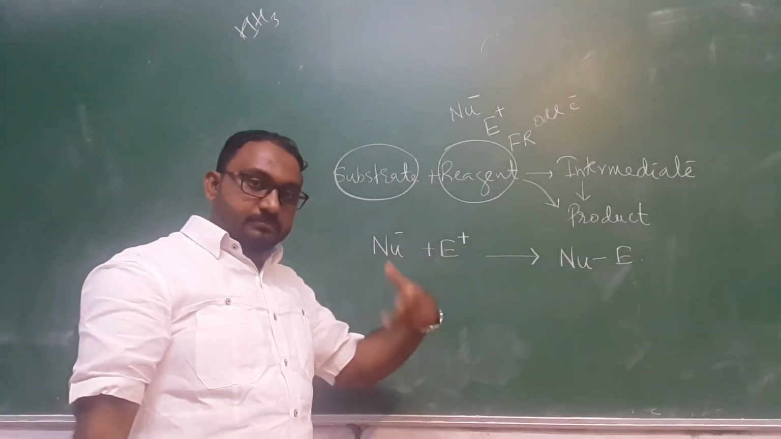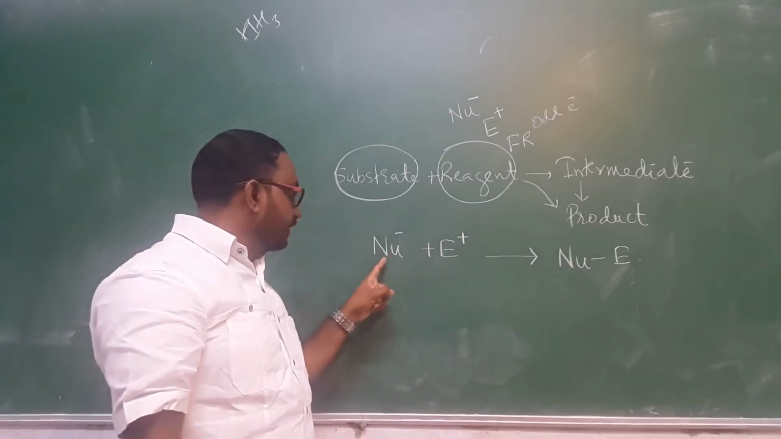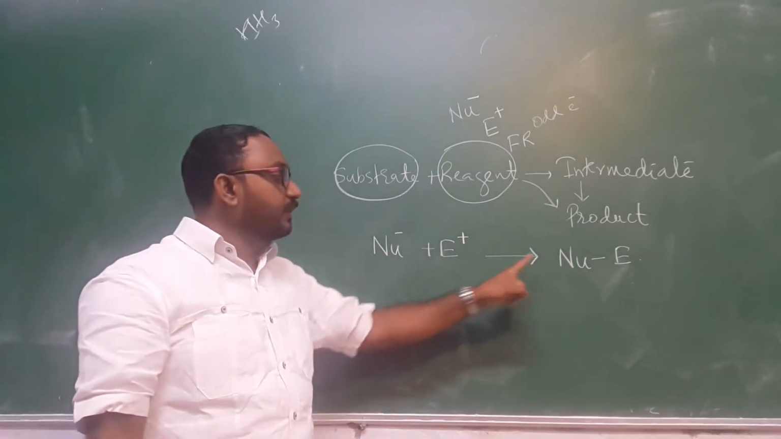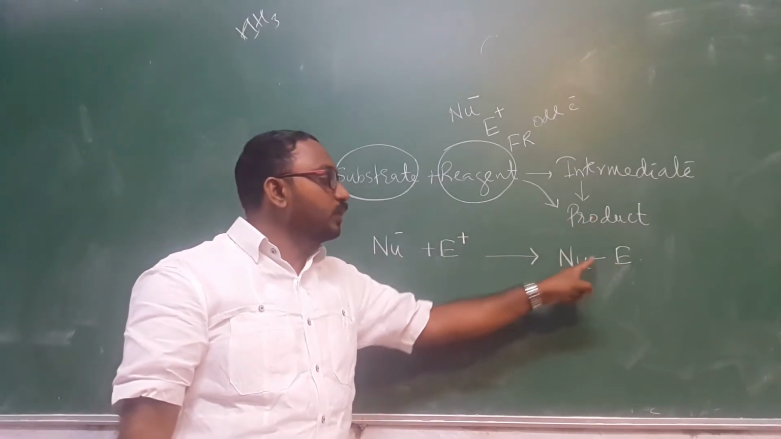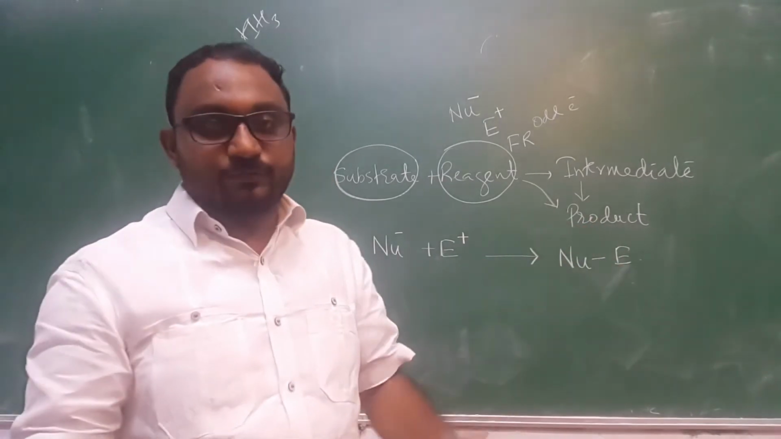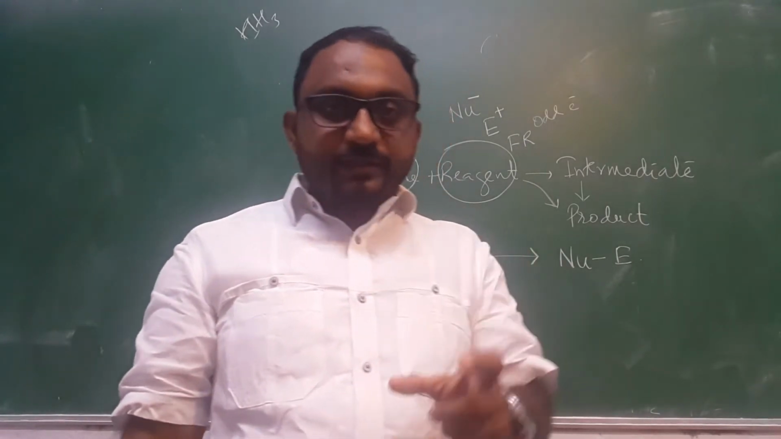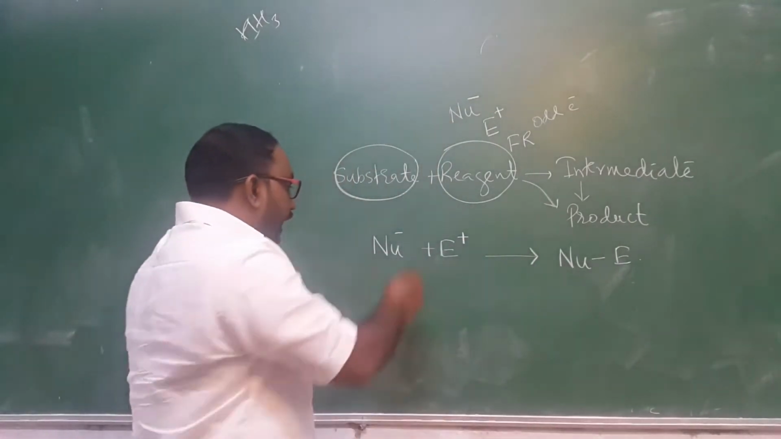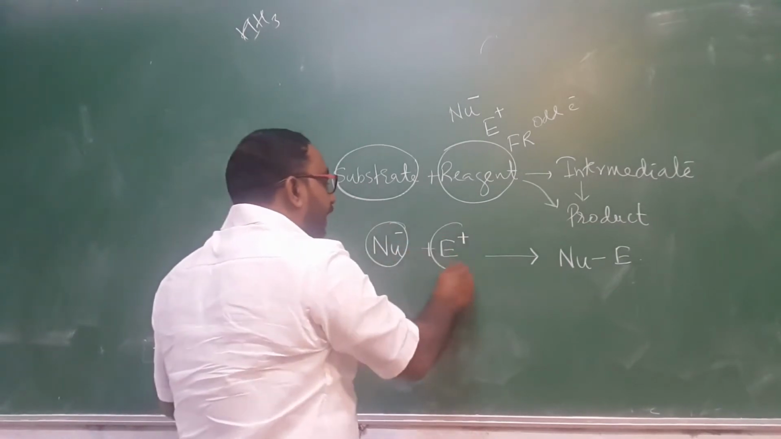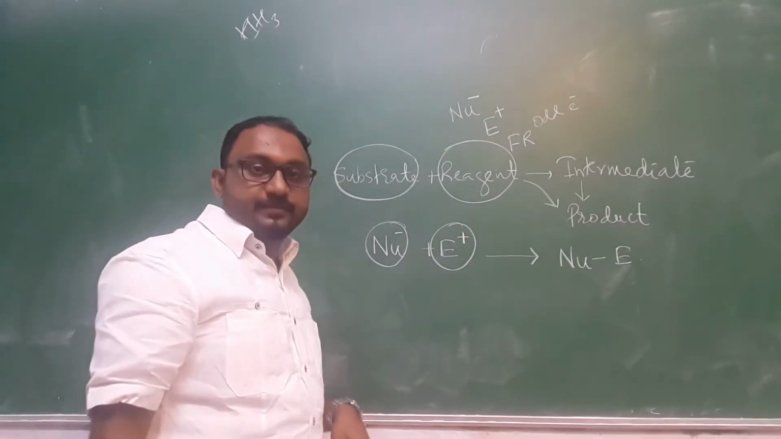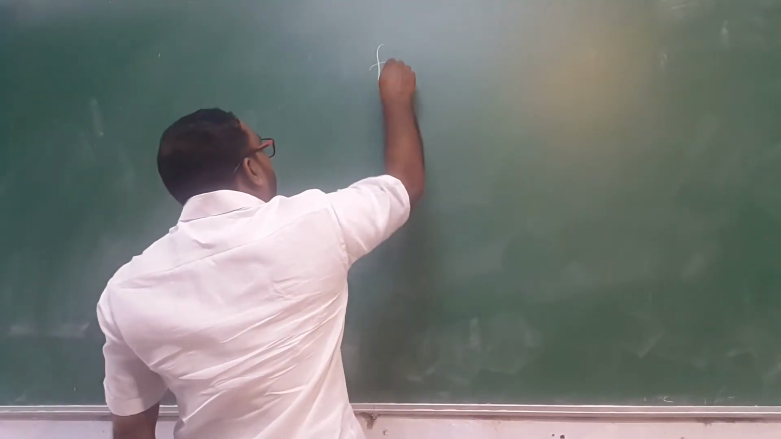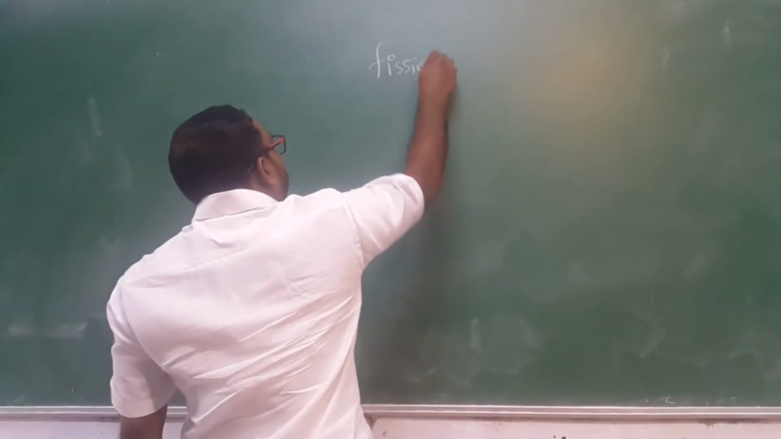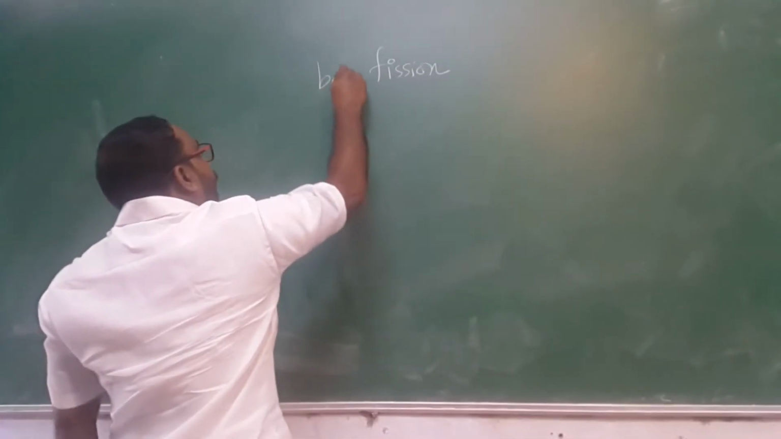At the next level, you can write that a nucleophile reacts with an electrophile to give an organic compound, a product which has a bond between the nucleophile and electrophile. The question here is, how are these nucleophiles and electrophiles generated? It is through fission, bond fission.